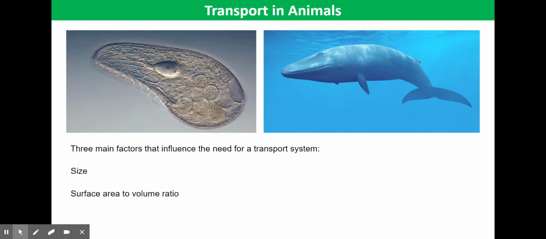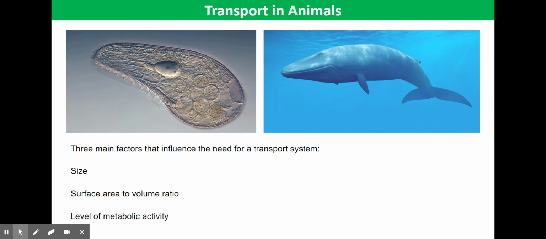Second, surface area to volume ratio. As you've seen previously, small animals have a large surface area to volume ratio, for example, the flatworm. This means that for each gram of tissue in their body, they have a sufficient area of the body surface through which exchange can occur. However, larger animals have a smaller surface area to volume ratio. This means that each gram of tissue has a smaller area of body surface for exchange.